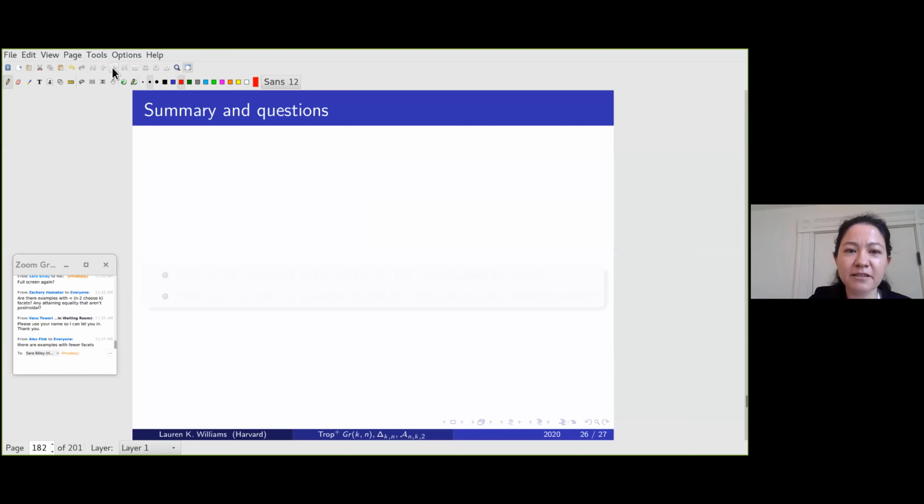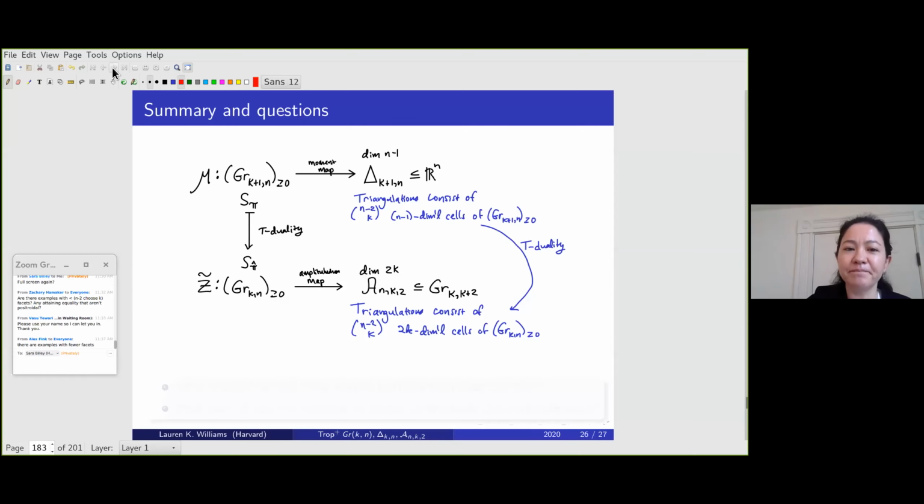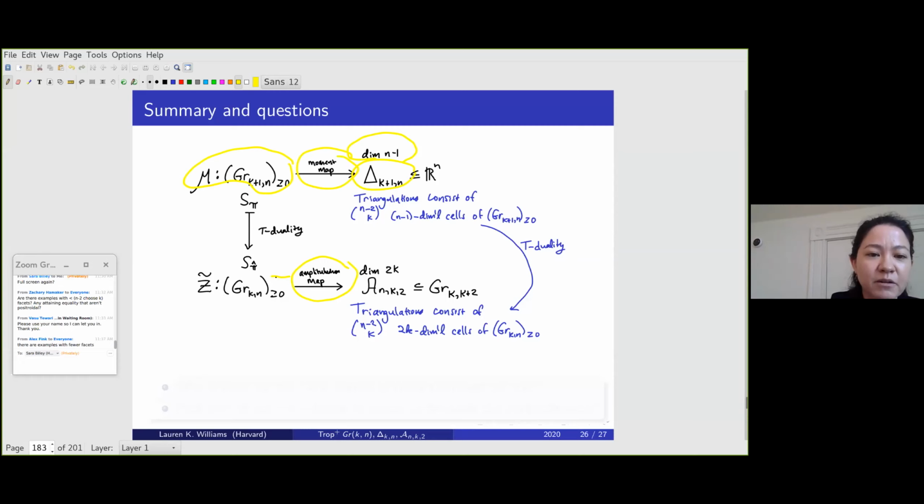Okay, so I'll just end with a little summary. On the one hand, we have this very classical object, the moment map, going from the Grassmannian of k+1 planes in n-space to the hypersimplex. And everything in sight here is of dimension n-1. And then on the other hand, we have the amplituhedron map going from a related Grassmannian Gr(k,n) to the amplituhedron. And everything here is of dimension 2k.